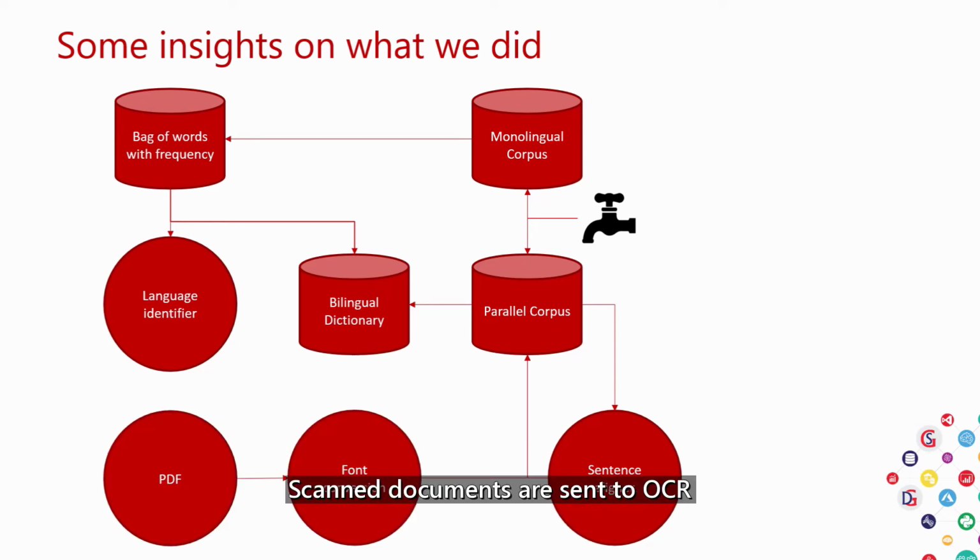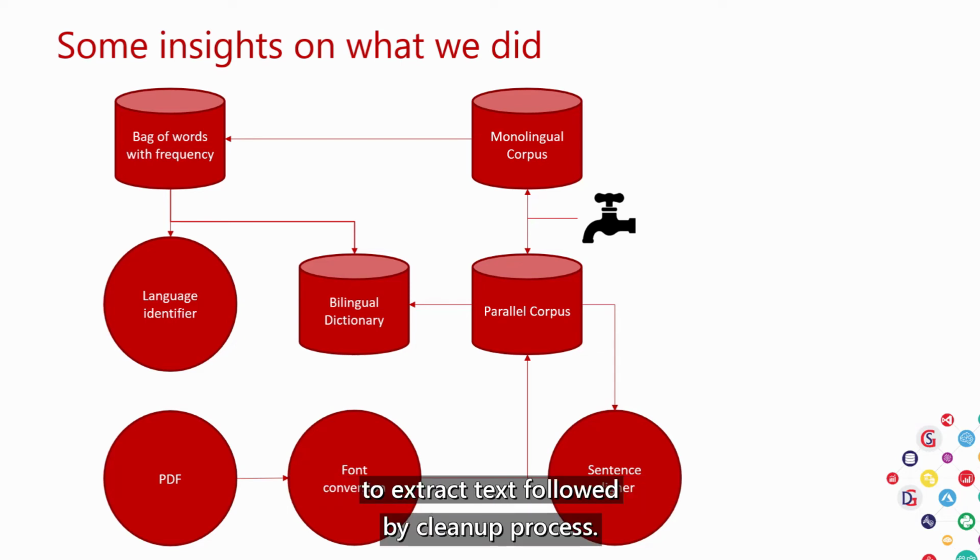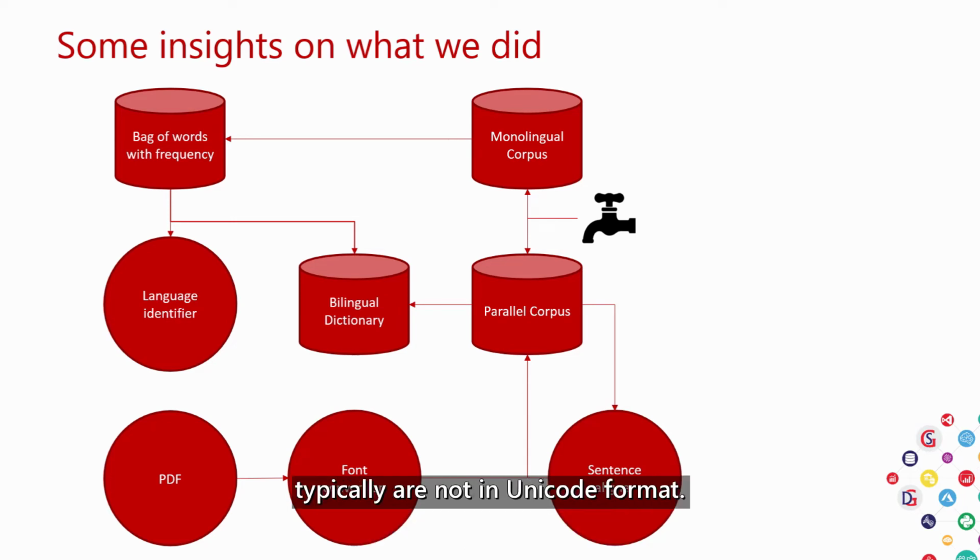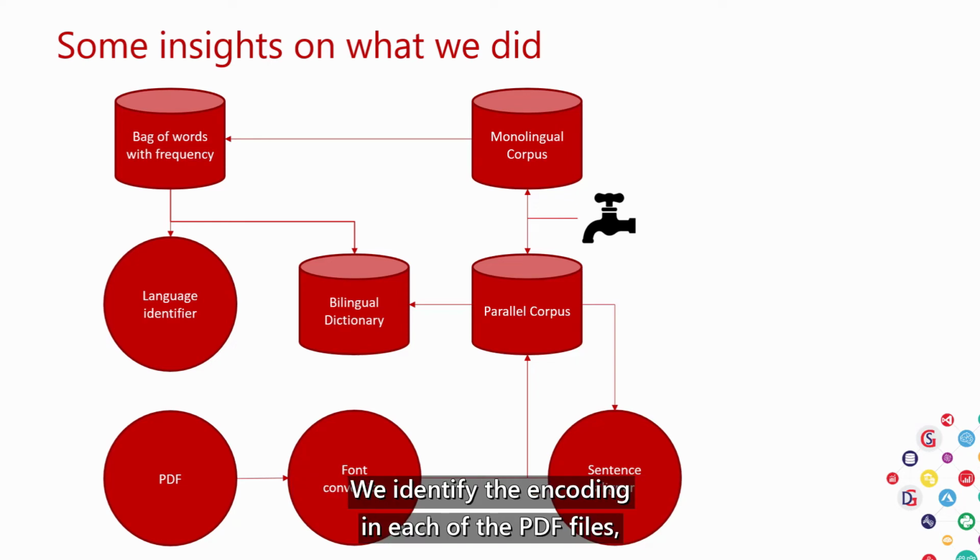Scanned documents are sent to OCR to extract text, followed by cleanup process. Whereas the PDF files having Indian language content typically are not in Unicode format. So we identify the encoding in each of the PDF files and apply the right font conversion to get the Unicode content before processing.